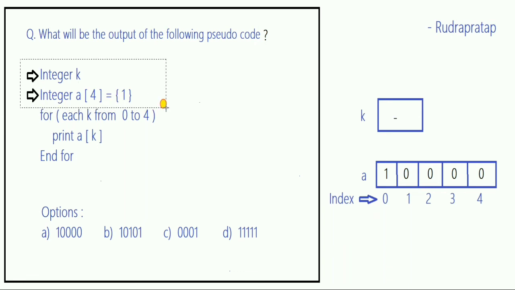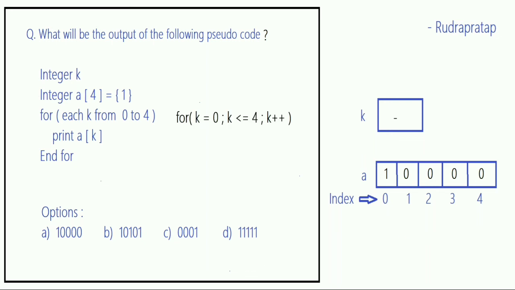This is a simple array related question, and in this question we have integer k and integer a of 4 equal to 1, and 1 is in curly brackets. On the right hand side of the screen we have the memory representation of the variable and array. If you notice that integer a of 4 equal to 1, where 1 is in curly brackets, it means it is initializing the array, and 1 is assigned to the first index of the array, and after that 0 is assigned to the rest of the array.